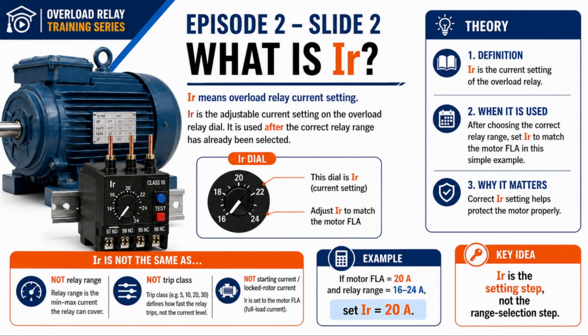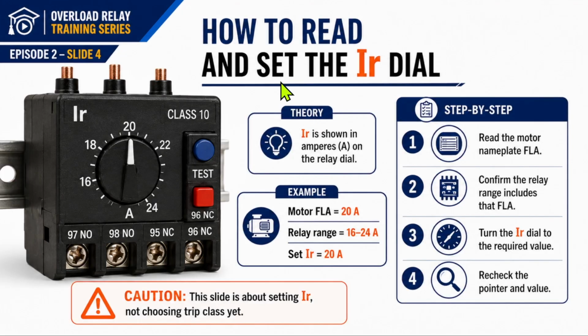We will go deeper step by step, on how to set things up and also the class of the overload relay. You can see here the setup for the IR of the overload relay. Here is the white mark, set at 20. Here is the test knob, here the reset knob, here the auxiliary contacts 97 and 98, normally open contact, then 95 and 96, normally closed contact.